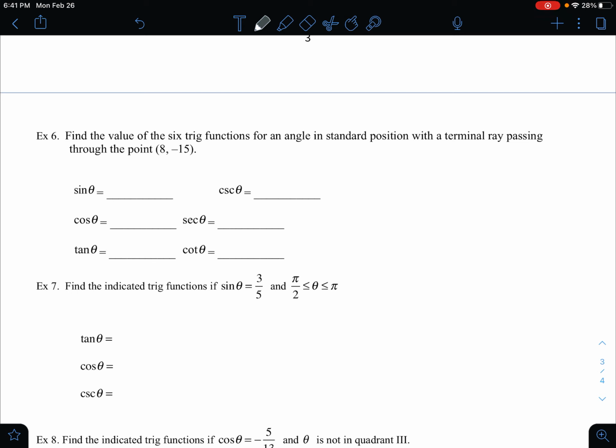All right, now just more practice with finding your 6 trig functions. It gives us a point, or where the terminal ray is passing through 8, comma, negative 15. So we have a positive x and a negative y. What quadrant would that be in? Quadrant 4. And you can use this to solve for your missing side.